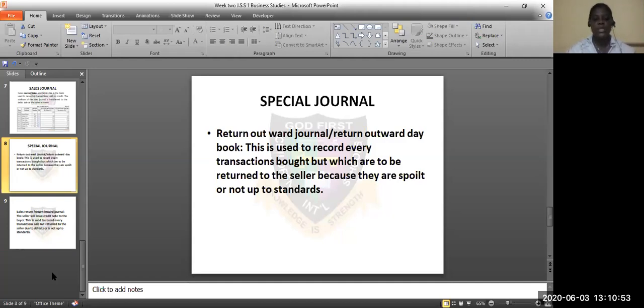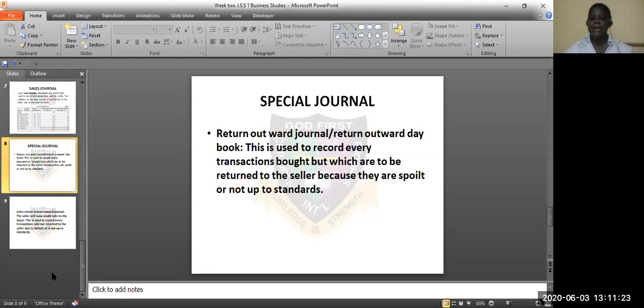The next one that we are going to look into is the return outward journals. Return outward journals has another name called return outward day book. Don't forget, I told you that another name for journal is day book. And there is an illustration for the explanation of return outward journals. It is associated to the purchase.